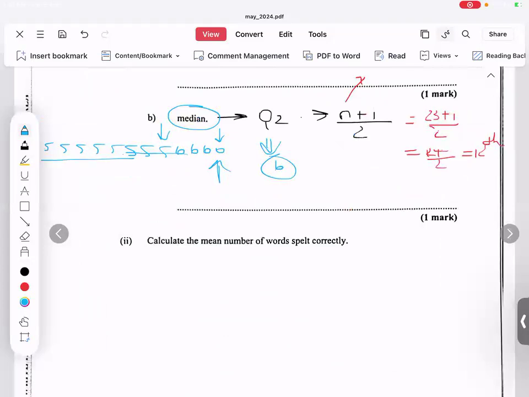Now, we need to calculate this thing here called mean. And now in math, there's a symbol for mean. The symbol is X bar. And so mean is equal to the summation of the frequency times x divided by the summation of f. So, sir, what does that mean?